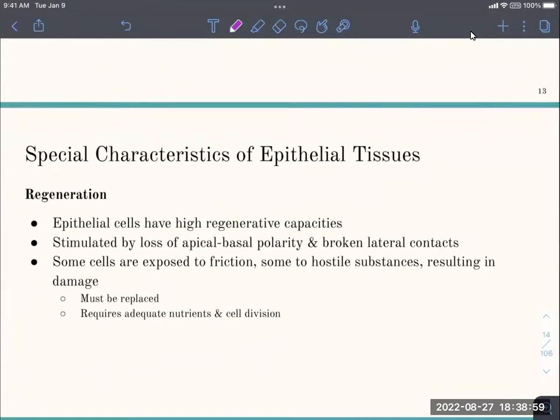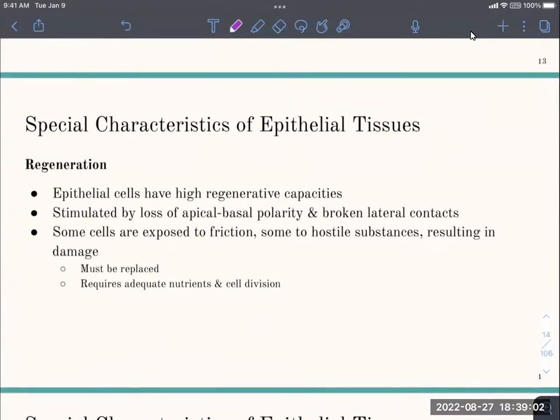Epithelial cells regenerate. They have very high regenerative capacity. They're constantly regenerating, because epithelial cells are subject to a lot of friction and a lot of hostile substances. They could be damaged very easily. That's why epithelial cells, since they're usually the lining that covers different places, need to be able to regenerate fast and efficiently. So they must replace themselves as damage happens. This helps these epithelial cells keep their function.